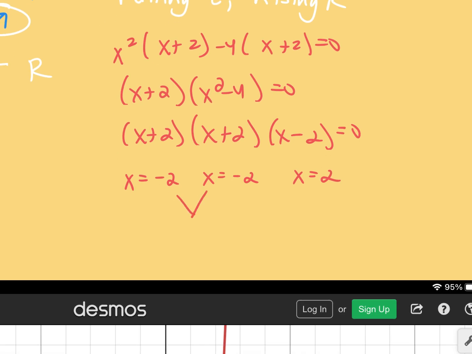So what's going to happen here? You have multiplicity here. How many times? Twice. So what happens when you have an even number of multiplicity? What's it going to do at the x-axis? It's going to bounce. Perfect. I have this one time. So what's it going to do at the x-axis? Cross through. Perfect.